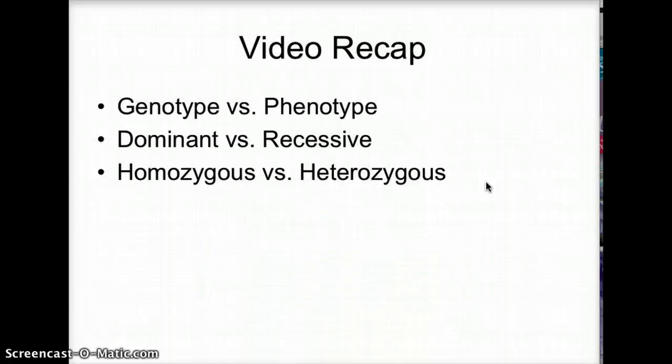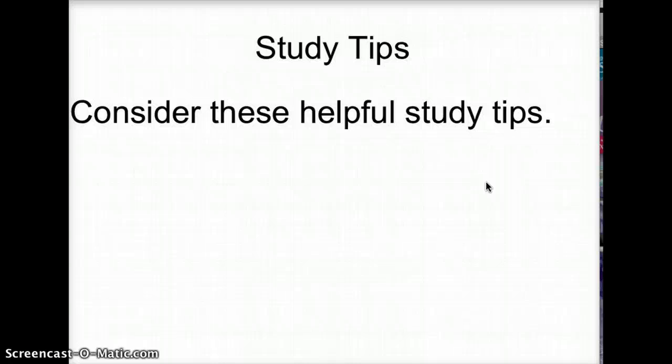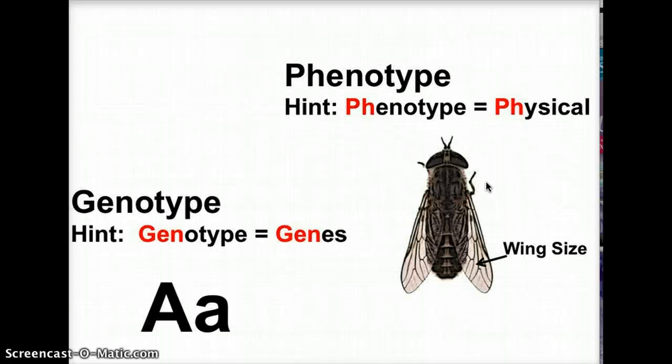Video recap. In this video, we learned the difference between genotype and phenotype, heterozygous and homozygous, and dominant and recessive. Consider these helpful study tips. Genotype. Think about the spelling. Phenotype. There is a PH in the beginning of physical and phenotype.